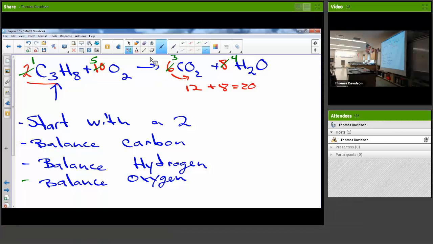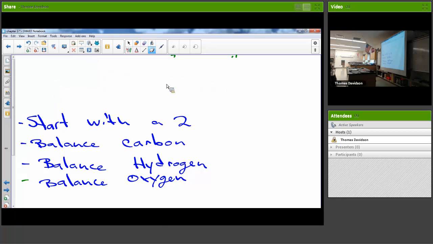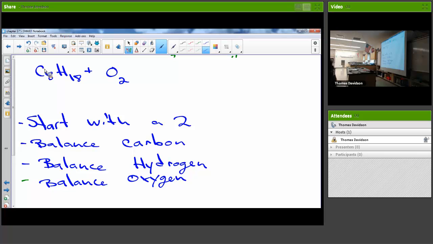All right, should we do another one? See how fast you can do these. Gasoline is called octane. Any guesses how many C's it has? It has 8. So its formula is C8H18 plus O2 goes to CO2 plus H2O.